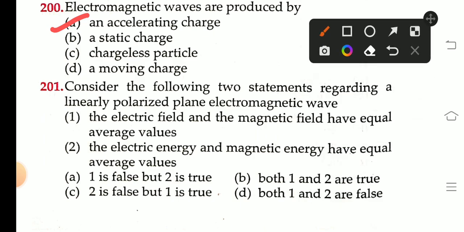Next, consider the following two statements regarding a linearly polarized plane electromagnetic wave. 1. The electric field and the magnetic field have equal average values. 2. The electric energy and magnetic energy have equal average values. Right answer will be option B. Both 1 and 2 are true.